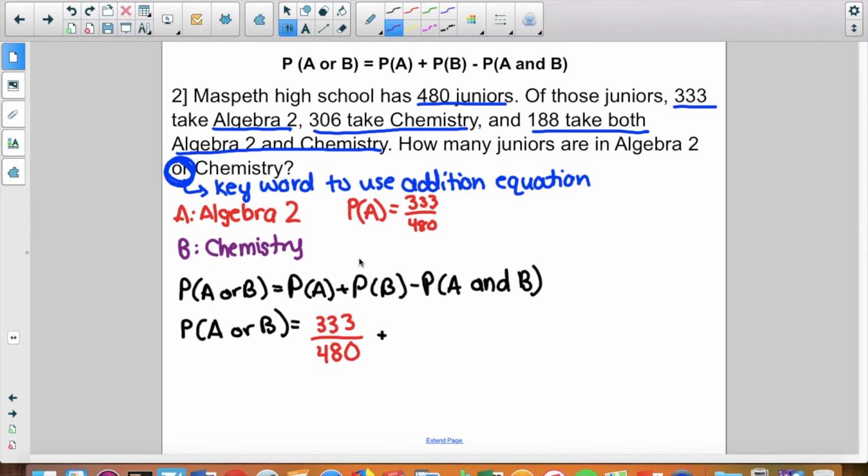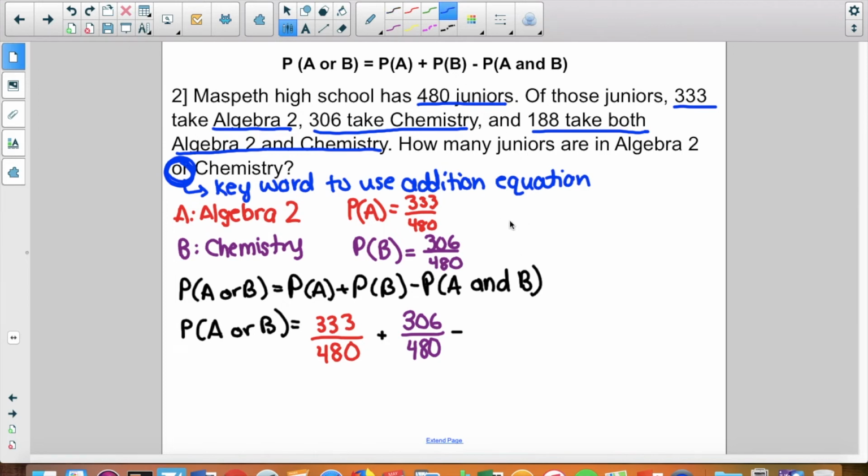Now let's find the probability of B, which is the probability of chemistry. Now 306 of the students take chemistry, so 306 out of the 480 juniors take chemistry. So 306 over 480. Now let's find that last probability.